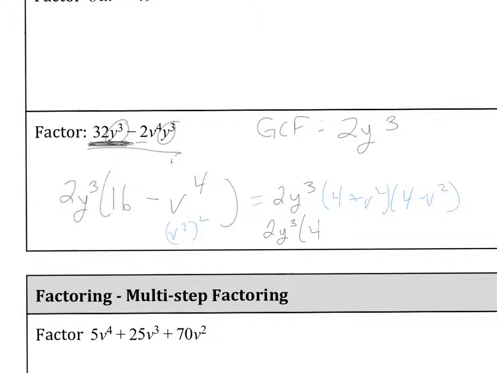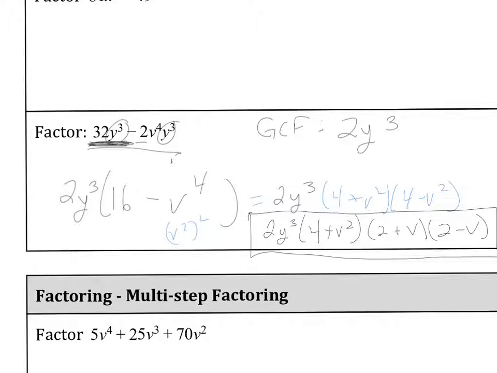This 4 plus v squared, I can't do anything with that. But this 4 minus v squared, 4 is a perfect square. I could do 2 and 2. V squared could be v and v. One's plus, one's minus. That will be my final answer to that problem.